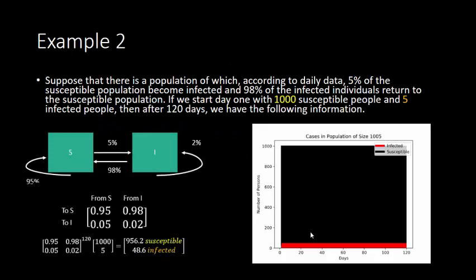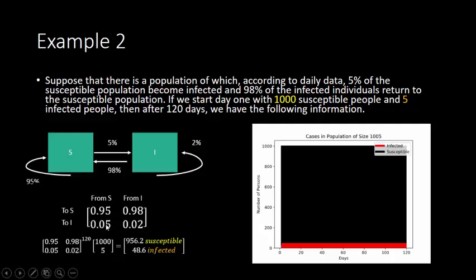In example 2, here I continue only looking at the SI model, but I continue this after 120 days of transmission. Additionally, I have increased the number of individuals to 1,005.